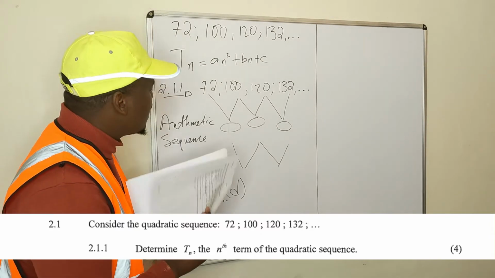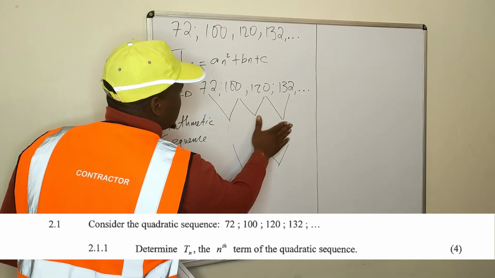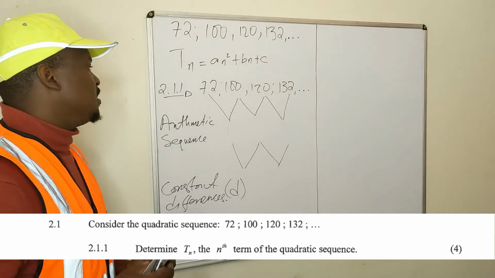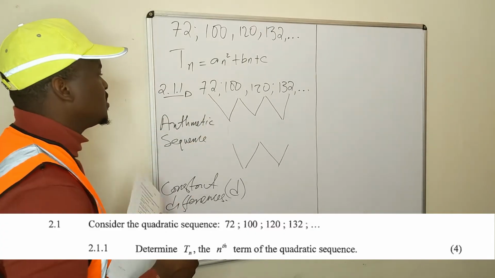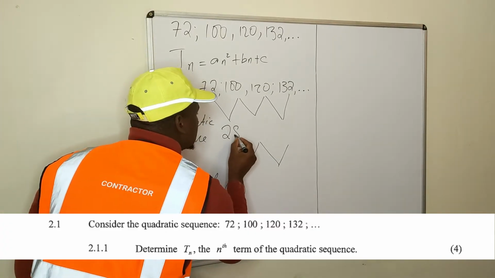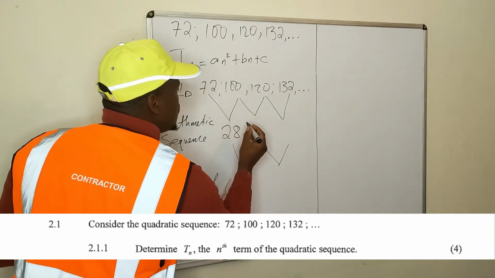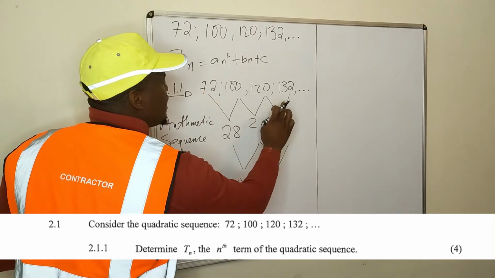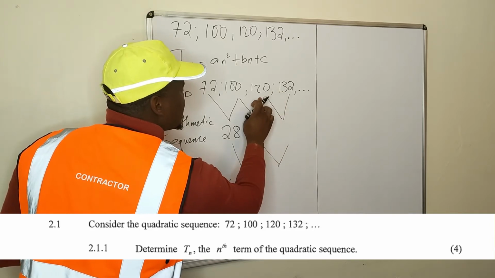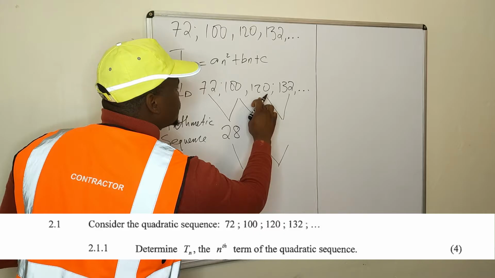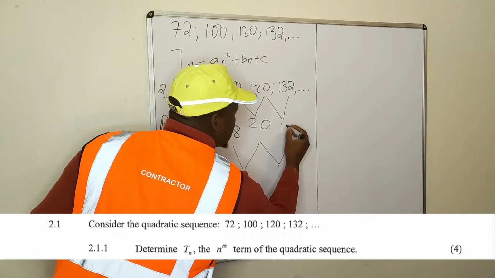Okay, so now, let's get moving. So I'm going to clean this. So what do we say? 100 minus 72. What do you get? You get 28, right? What do you do next? 120 minus 100. You get 20. Then 132 minus 120. What do you get? Your answer is 12.